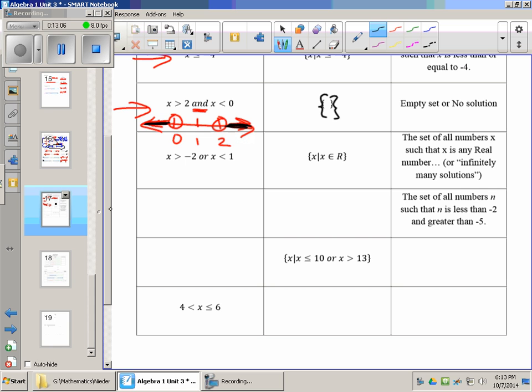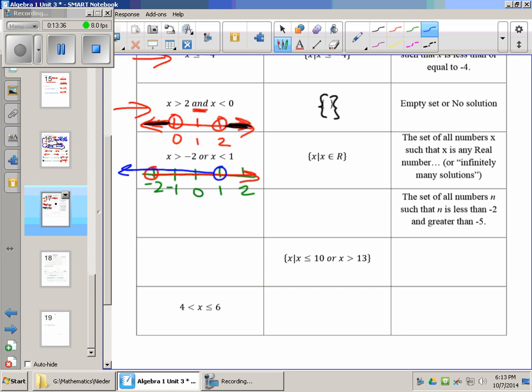Okay? Now let's look at kind of the opposite situation. We have x is greater than -2 or x is less than 1. So -2, -1, 0, 1, 2. Okay, quick little number line. X greater than -2. Well, where's that at? Greater than -2 are all these numbers, right? X less than 1. X less than 1 are all these numbers. Okay? So, or remember, is when we just join the two sets, we put them together.